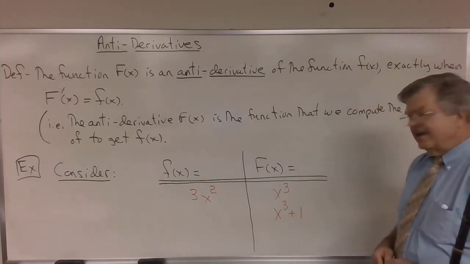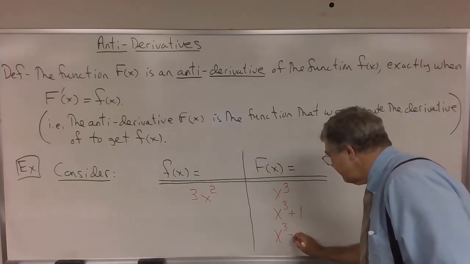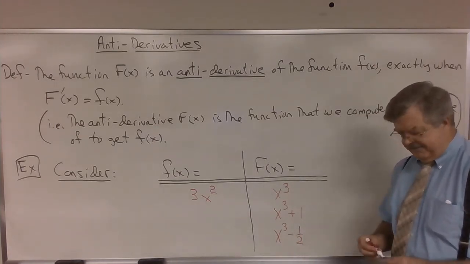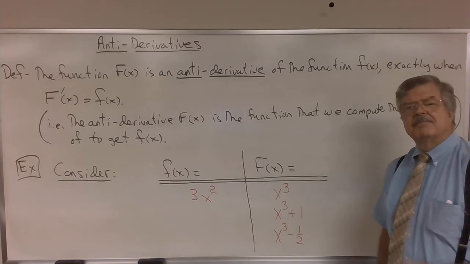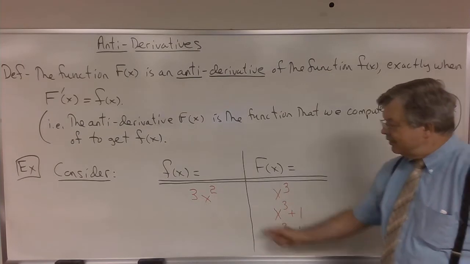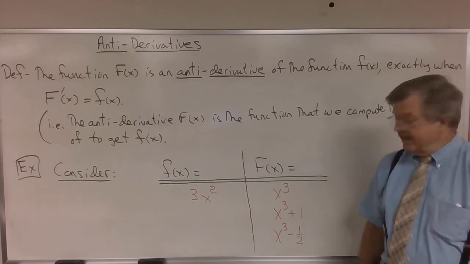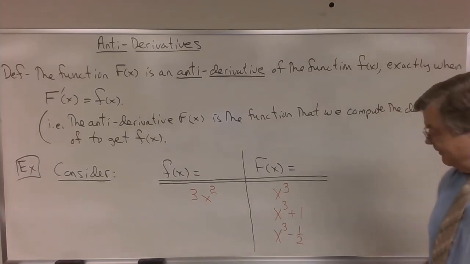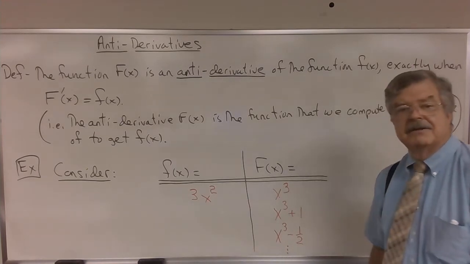And could I do this? Could I say that x cubed minus a half is an antiderivative of 3x squared? That all depends. If I compute the derivative of x cubed minus a half, do I get 3x squared? And the answer is yes, I do. So x cubed minus 1/2 is an antiderivative of 3x squared. Dot, dot, dot.